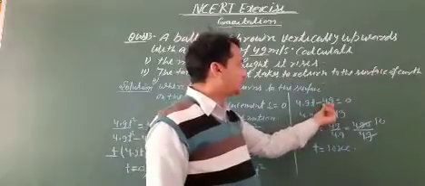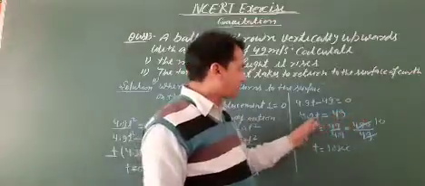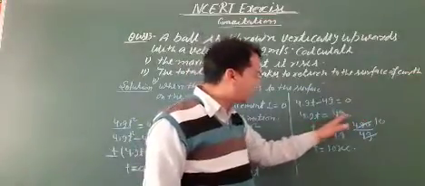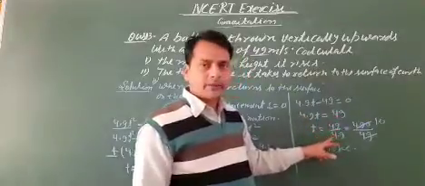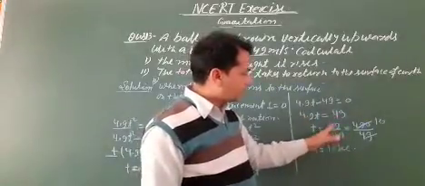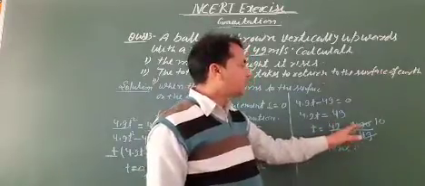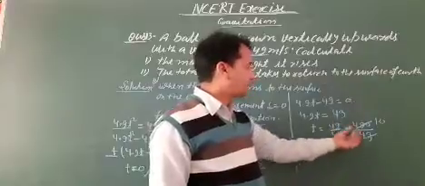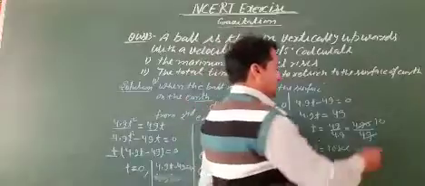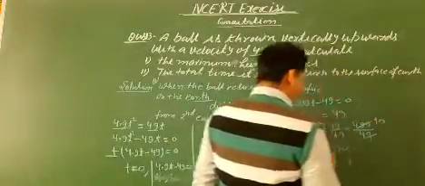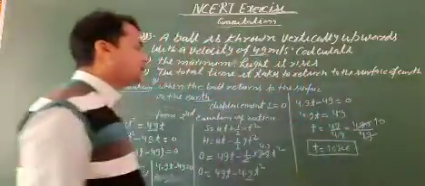Then transpose 49 here. Then the negative sign will change to positive sign. Then 4.9t equal to 49. Then t equal to 49 divided by 4.9. So we can write 49 by 4.9 equal to 490 by 49. Then 490 divided by 49, the value is 10. So time is equal to 10 seconds.